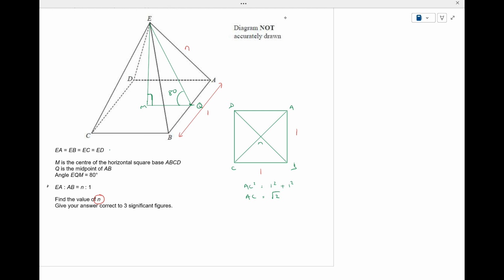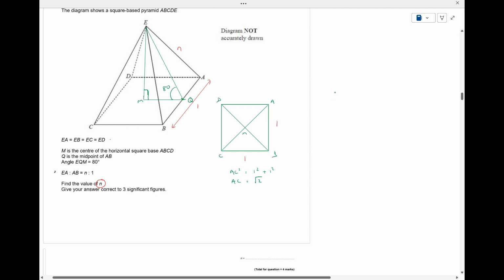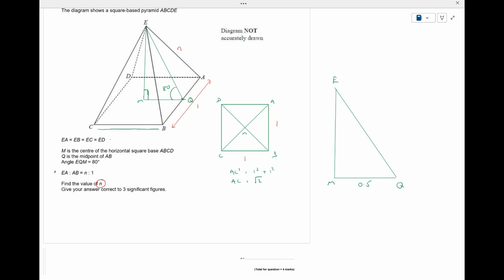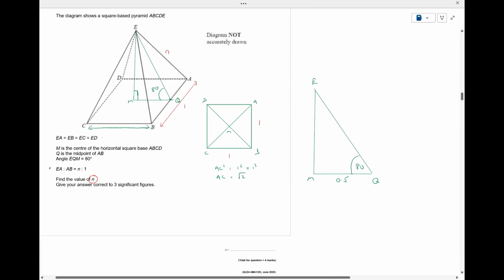How about we find the height, EM? I can find the height EM easily enough. I'm going to look at this right angle triangle, going from E to M, from the apex down to M, and across to Q. My length from M to Q is a half, because it is half of that length, and that length is 1. That's an 80-degree angle there. So I could find EQ, and I could also find EM. Let's find EM.